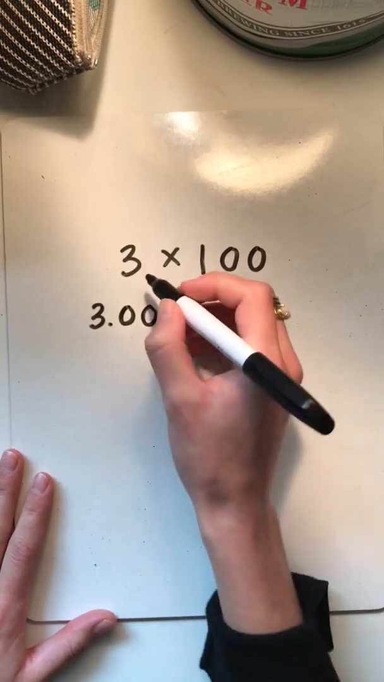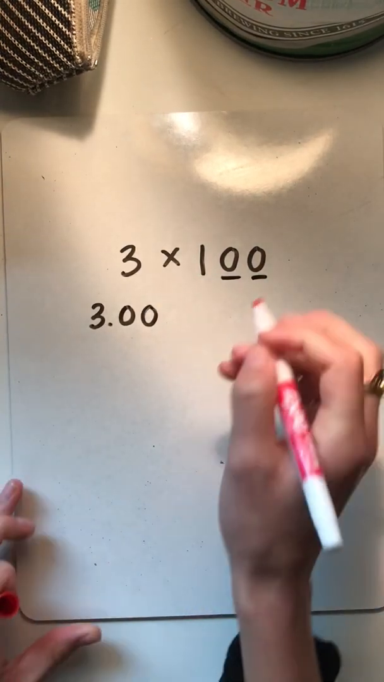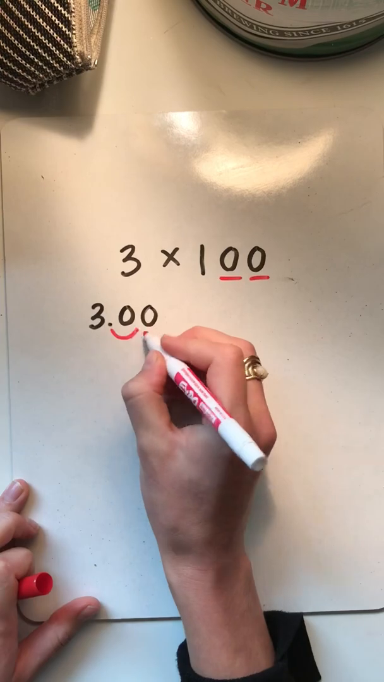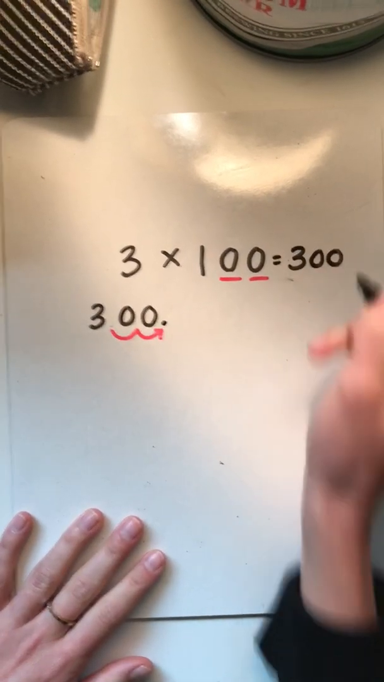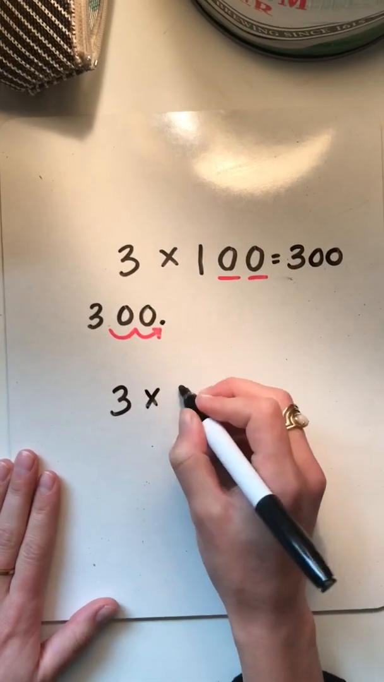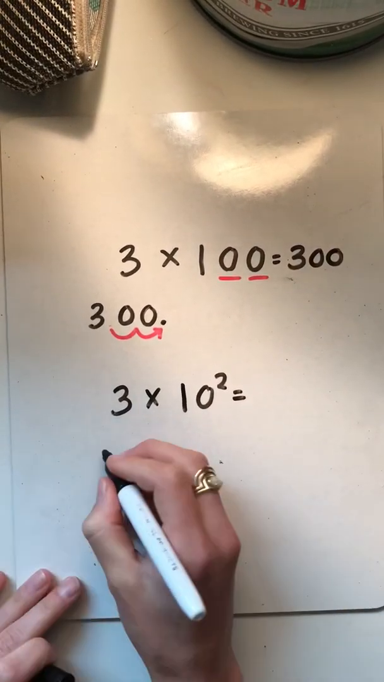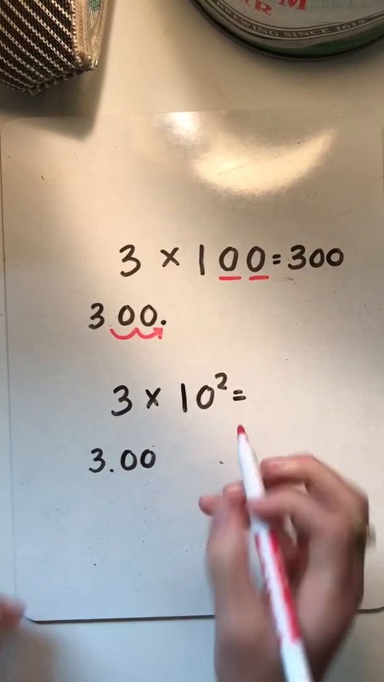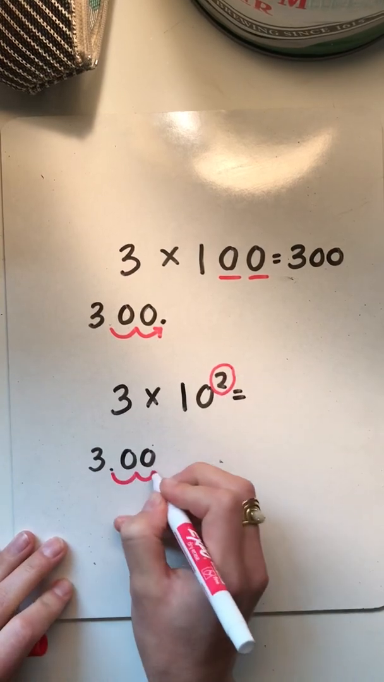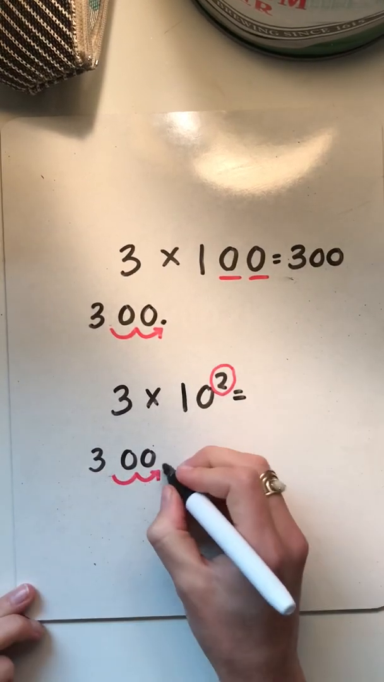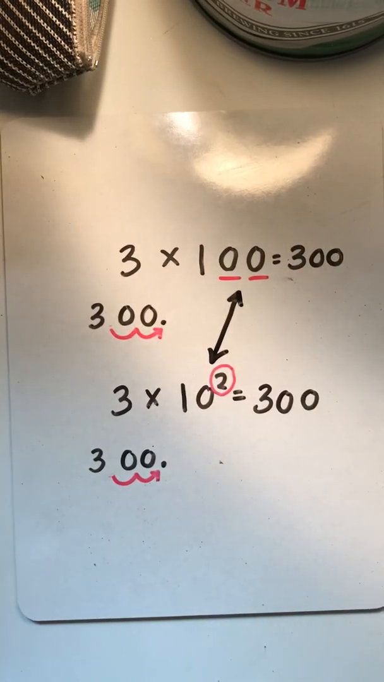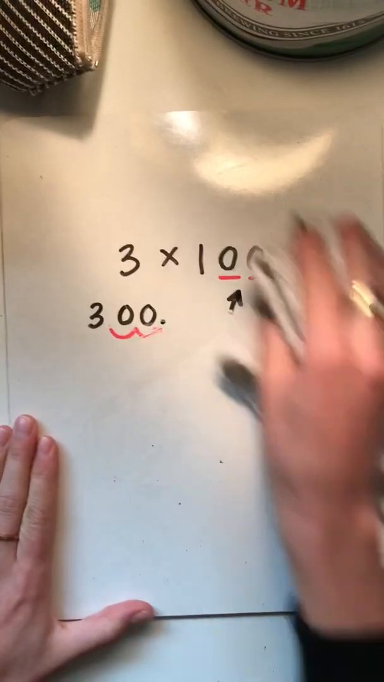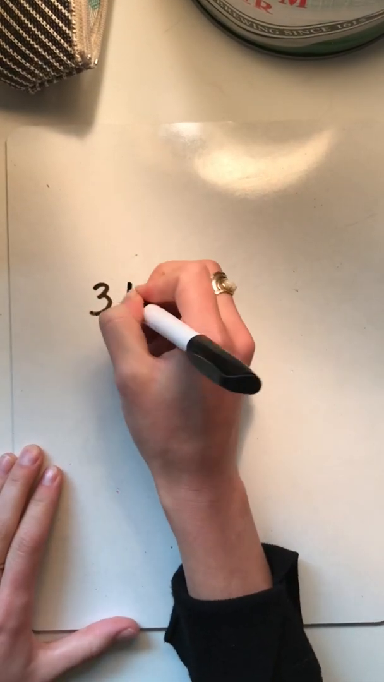First, I'm going to show you 3 times 100. Now, we know that 10 to the second would be 100, and when I multiply 3 times 100 and move the decimal over, it's going to equal 300. Now let's try that with 10 to the second. I'm going to look at my exponent, see that it has a 2 there, and move my place value over 2 times, just like the 2 zeros in 100. 10 to the second is 100, so it's doing the exact same thing.